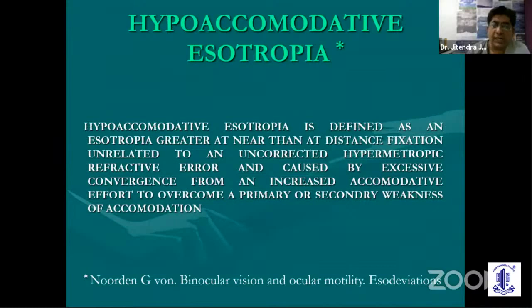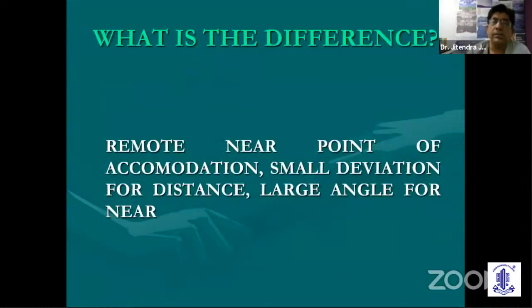Hypoaccommodative esotropia, though slightly uncommon or rare, is similar to high AC by A ratio, except that here, for the want of more clear vision, the patient has a higher esotropia for near due to an uncorrected hyperopic refractive error, caused by excessive convergence. So the patient has an uncorrected hypermetropic refractive error, which may not be true for high AC by A ratio. So in this particular case, the AC by A ratio will not be high, but the demand for accommodation is higher, and this is what causes an increase in esotropia.